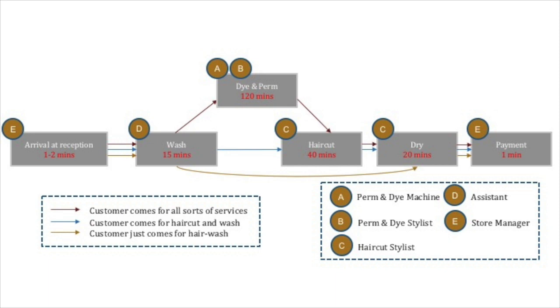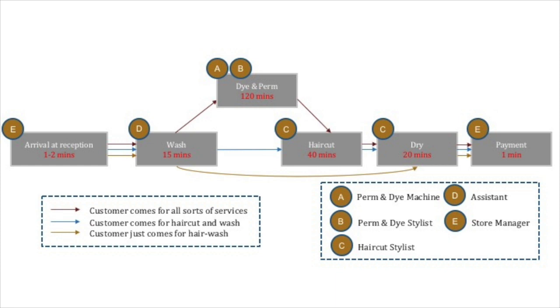And thirdly, the customer might just come for a hair wash. So, for example, some auntie would just go to the barbershop on the weekend and do the hair wash. So what they do is arrive at the reception again, and then they directly go to the hair wash. Then they go for drying their hair, followed by settling the payment. So these three different combinations can actually bring a lot of variations in a barbershop's operation.